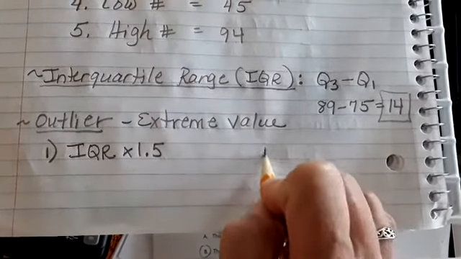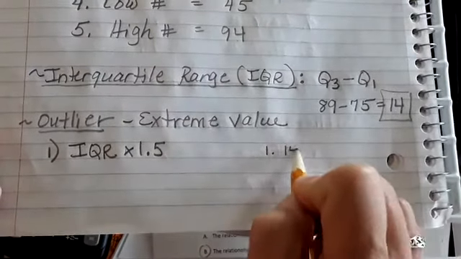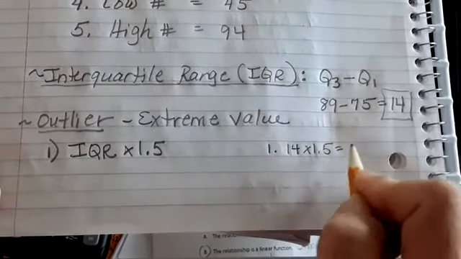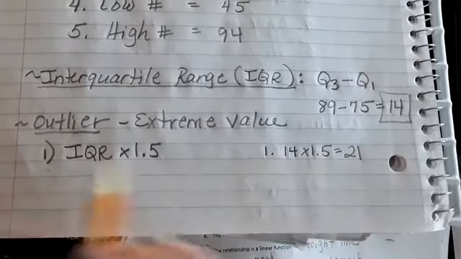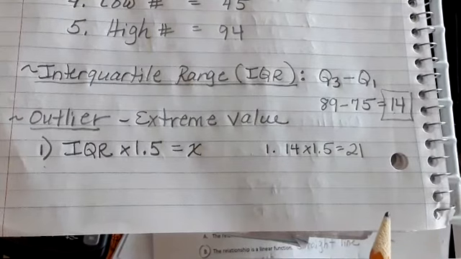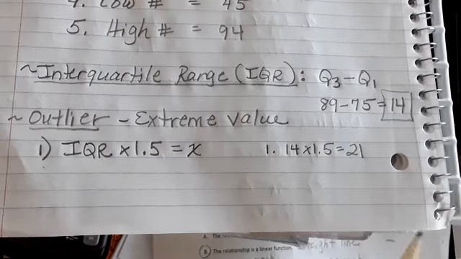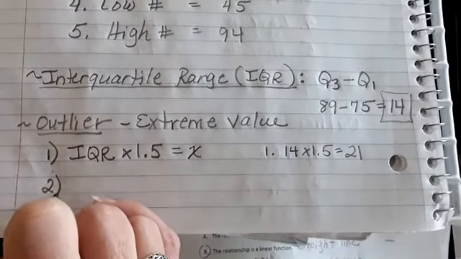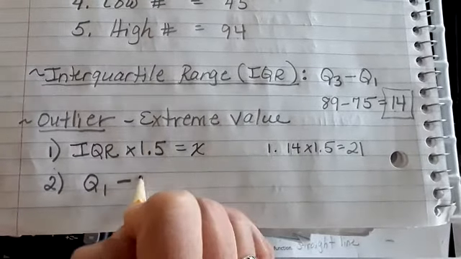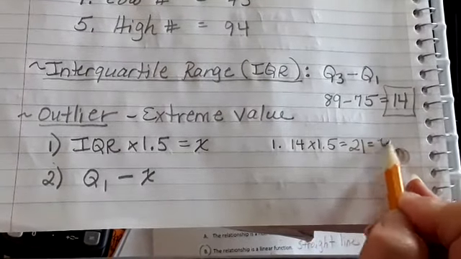So let's do this with our list. Let's prove that that 45 is an outlier. Our IQR is 14. We're going to multiply that by 1.5, and that's going to get us a 21. I'm going to call that value X. Our X is a 21. We now need to find the lowest number that we can be before we become an outlier. Here's how you do that. Take what your first quartile is and subtract the value you just found for X.